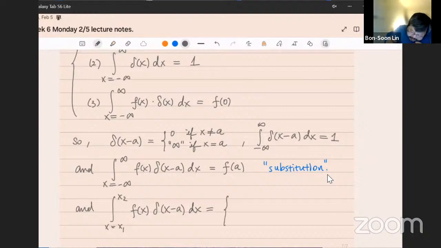So here we're going to define this to be the following, that this is f of a if the value a is inside the interval x1 to x2, right? So then the spike is being integrated from x1 to x2. But if a is outside this interval, if the spike is outside of this interval, then delta is just always 0. So this integral would just be 0 otherwise. Okay. So these are the behaviors of this delta function.